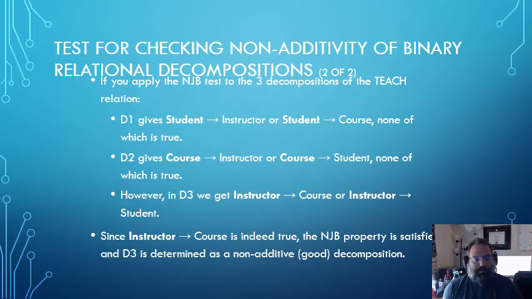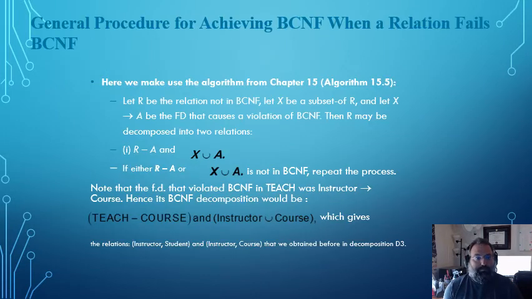If you apply the NJB test for the three decompositions of the teach relation, D1 gives student implies instructor, student implies course, none of which is true. D2 gives course implies instructor, course implies student, none of which is true. However, for D3, we get instructor implies course and instructor implies student. Since instructor implies course is indeed true, the NJB property is satisfied and D3 is determined to be a non-additive, good decomposition. Here we can make use of the algorithm from chapter 15, algorithm 15.5.